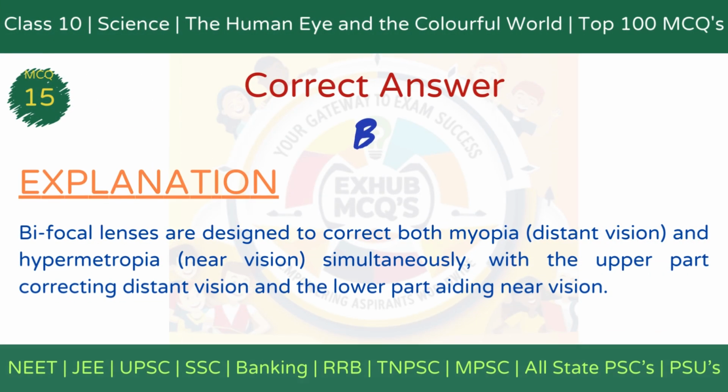The correct answer is option B, correct 2 defects of vision. Explanation: bifocal lenses are designed to correct both myopia, distant vision, and hypermetropia, near vision, simultaneously. The upper part corrects distant vision, and the lower part aids in near vision.